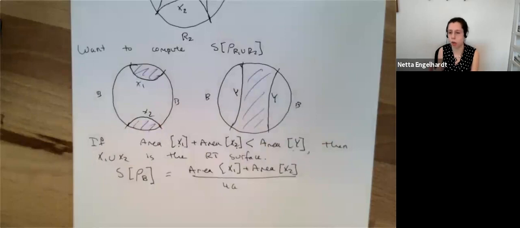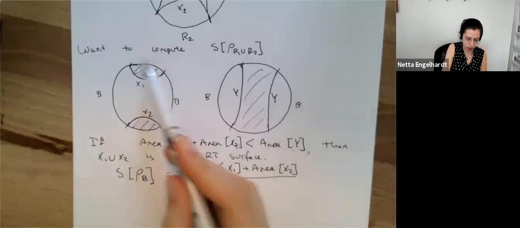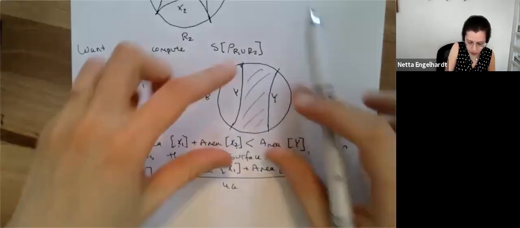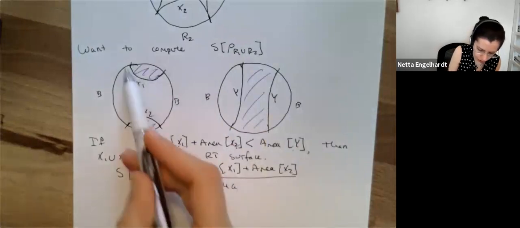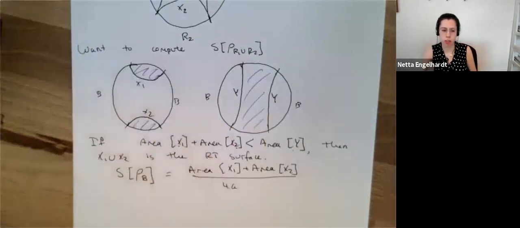And this is of course quite generic, but you can even see this already in pure AdS just by picking a couple of boundary subregions and moving them along, making them larger or smaller, and seeing that there's a transition. For B small enough, Y will dominate, and as you make B larger, eventually you're going to have this one dominate. Other questions on this?